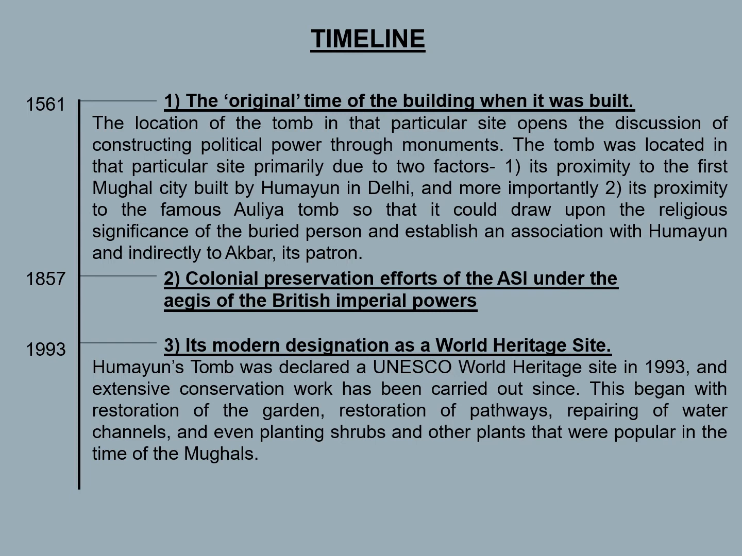In 1857, colonial preservation efforts of ASI under the aegis of the British imperial powers. In 1993, its modern designation as a World Heritage Site, Humayun Tomb was declared as a UNESCO World Heritage Site in 1993, and extensive conservation work has been carried out since. This began with restoration of the garden, restoration of pathways, repairing of water channels, and even planting shrubs and other plants that were popular in the time of Mughal.